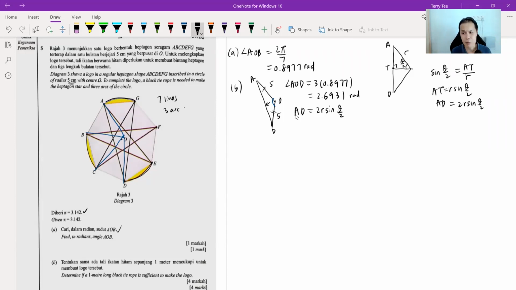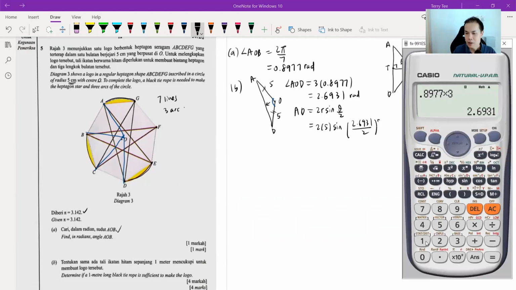I like to use the formula the quick way because I don't have to derive it all the time, one by one. So I can just use it. Your radius is 5. Your theta is 2.6931. I divide by 2. This is how it works. 2 times 5 is 10. But be careful, your calculator must be in radian mode because this angle is in radian. So you press shift mode, change to radian. Sine, take this number 2.6931, divide by 2, and my answer is 9.7496. Actually, it's safe to write 9.750.